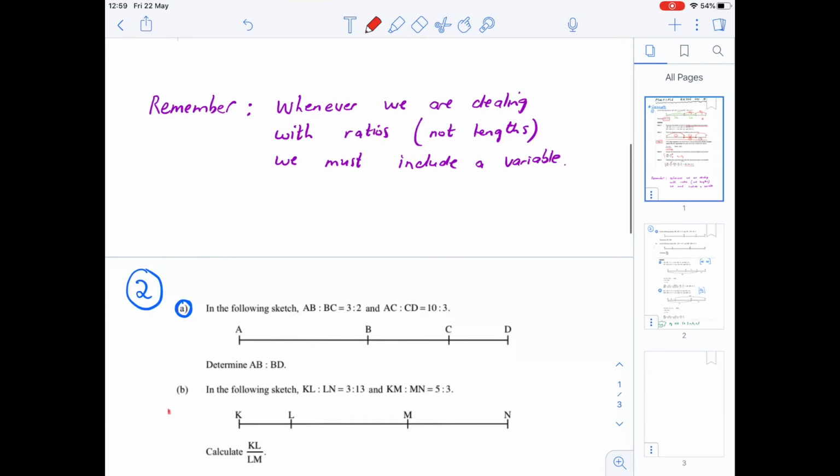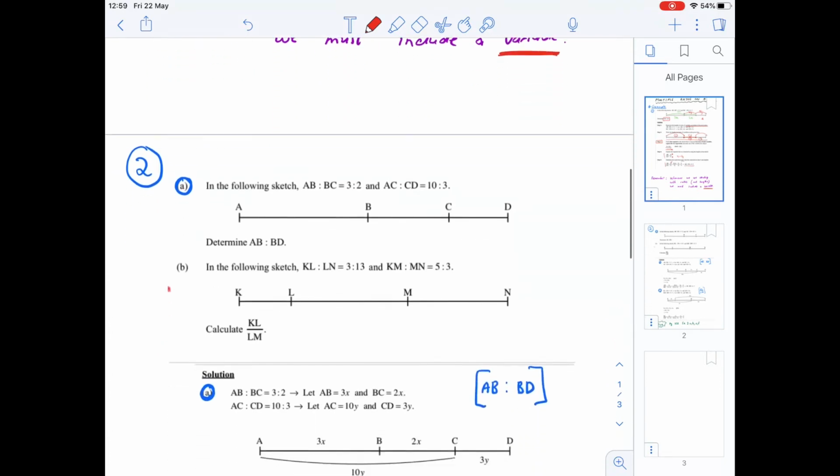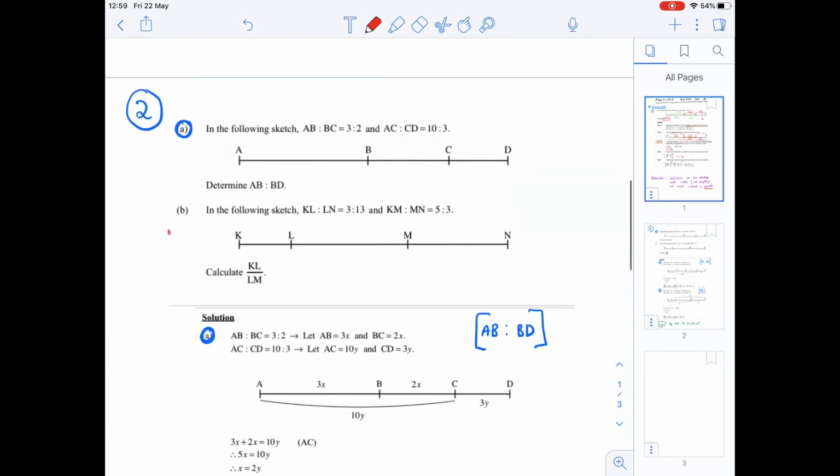But before we do, I've put a remember here. Remember, whenever we are dealing with ratios, not lengths, we must include a variable. Okay, that isn't necessary when we're dealing with lengths, because a length is a length. But whenever we get given sides in terms of ratios, we need to apportion an x or a y or a p or a k, etc. Okay, let's have a look at number two.